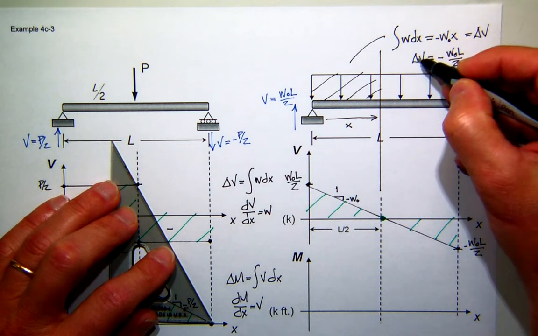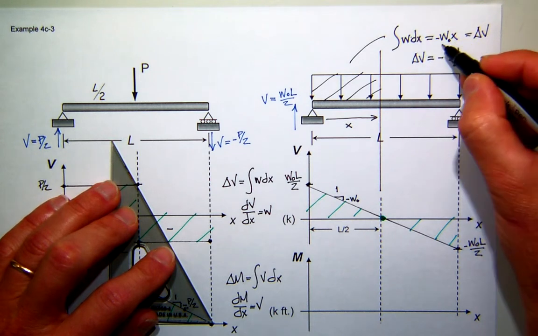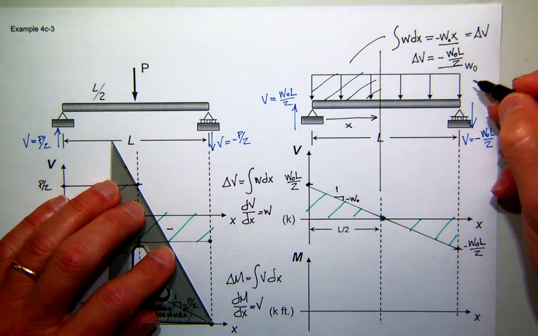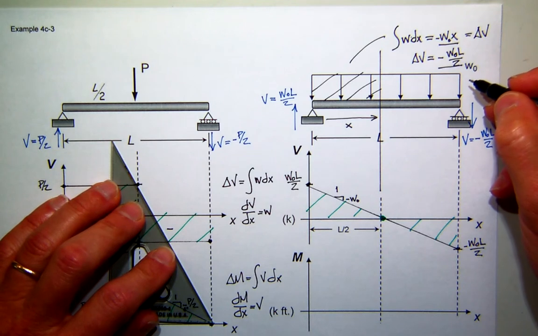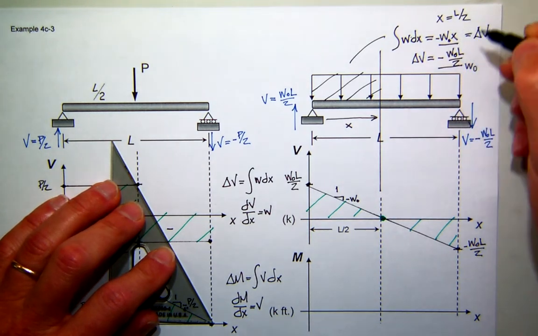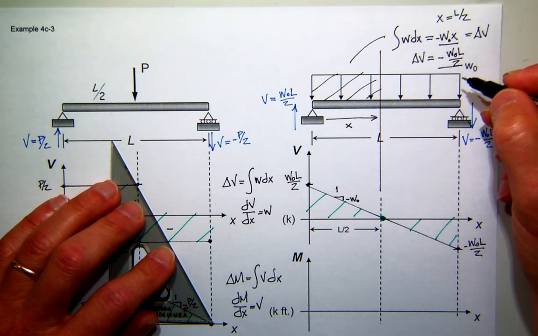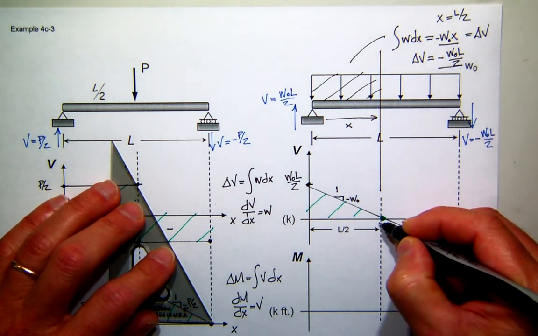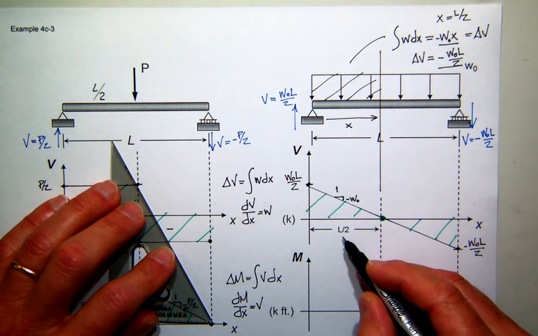The change in shear is equal to the area of the load on the curve. This is the area of the curve. This is the change in shear. Set them equal and solve for x. You'll find that x is equal to L over 2. So you should be able to find this point. So I have. It's L over 2.